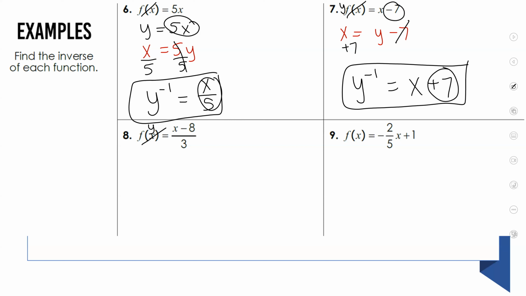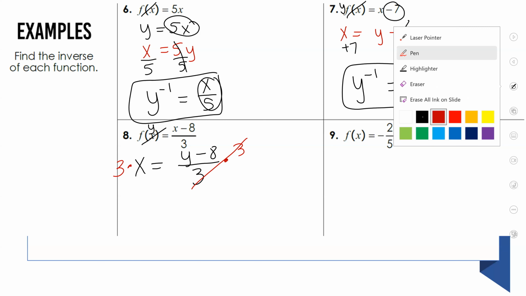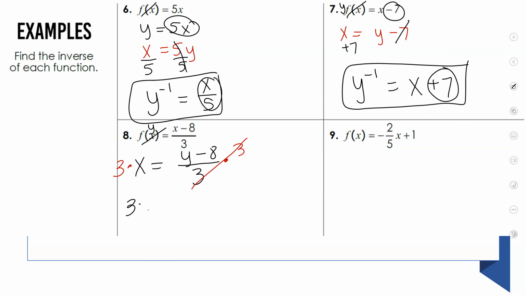Okay, so now we're going to switch. I'm going to do x equals y minus 8 divided by 3. So the last thing we did to this side was divide by 3. So the opposite would be to multiply this side by 3. So I'm going to write down what we have so far. I have 3x equals y minus 8. I'm going to cross out this minus 8 and put a plus 8 on this side. So my answer is, the inverse is 3x plus 8.